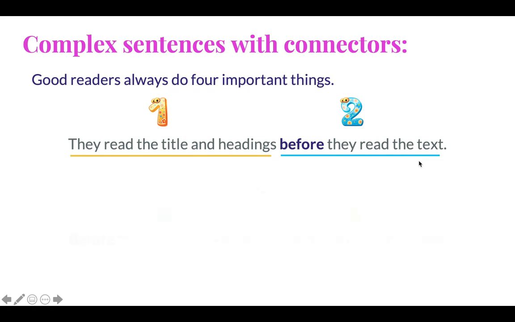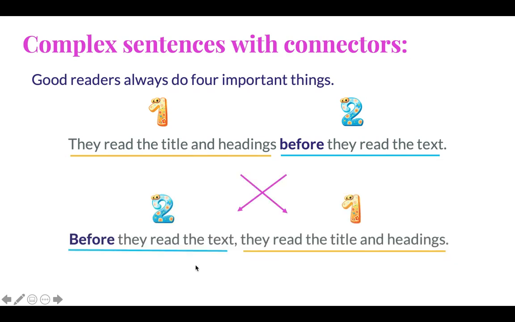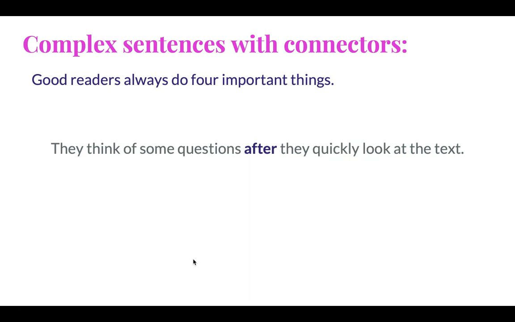Now notice that we can change the order of these actions. We can put the second action first. As long as we keep this word before with this action, then we can change the order and it doesn't change the meaning. It's important to notice that we must have a comma here if we have this time order word first. So this is what we call a complex sentence. We have multiple actions happening in the same sentence. Let's look at another example.